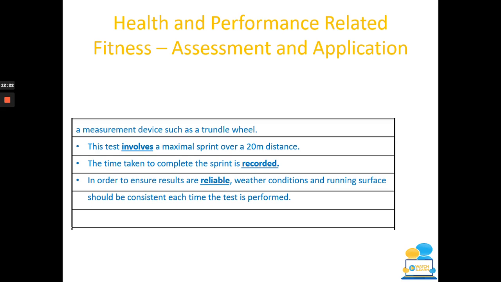So if we were to do the test on numerous occasions, would we get similar results given similar levels of effort? In order to ensure that we get reliable results, we want to make sure that the weather conditions and the running surface are consistent each time the test is performed. So in a country like Ireland, if we were to do a speed test on a grass pitch in January, the likelihood is that the ground would be soft and this would affect sprint times, resulting in slower times. And then if we did it in the middle of summer, the likelihood is possibly that the ground would be harder and the sprint times would improve.